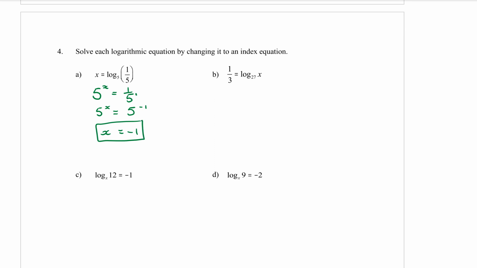Let's practice that again. So we have a logarithm. We're going to slide the base. The 27 comes across to the left-hand side, and it's going to be a power of 1/3. The log disappears, and that's going to be equal to x. Now, x is equal to 27 to the power of 1/3. A power of 1/3 is the same as a cubed root of 27. The cubed root of 27 is 3.